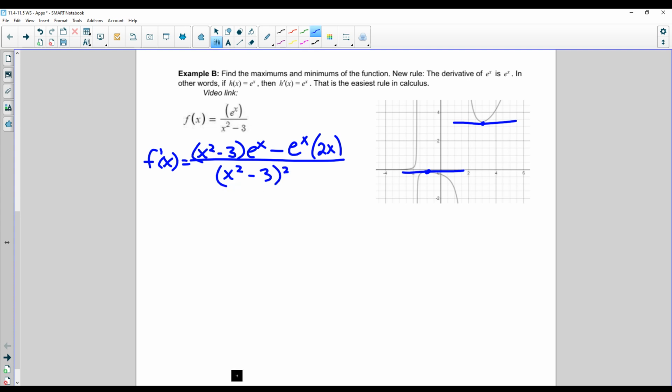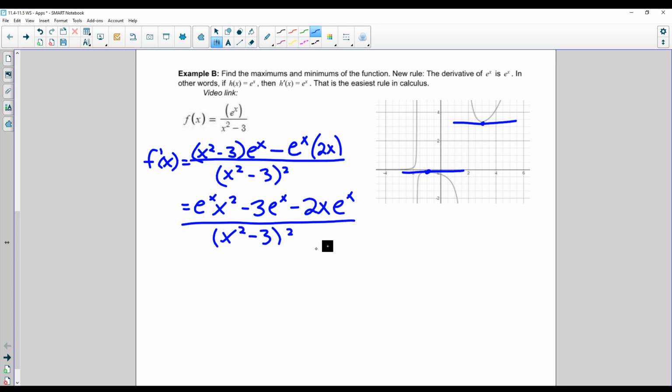All right, and I can simplify this a little bit. It's however you want to attack it. I'll go ahead and distribute the e to the x. So I'll have e to the x times x squared minus 3, and then I'm going to have a minus 2x e to the x. And all that's still going to be over x squared minus 3 squared.